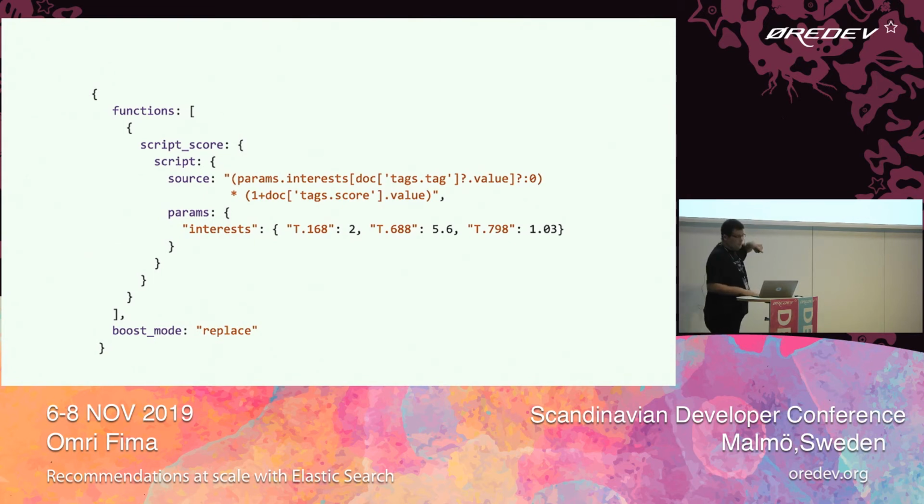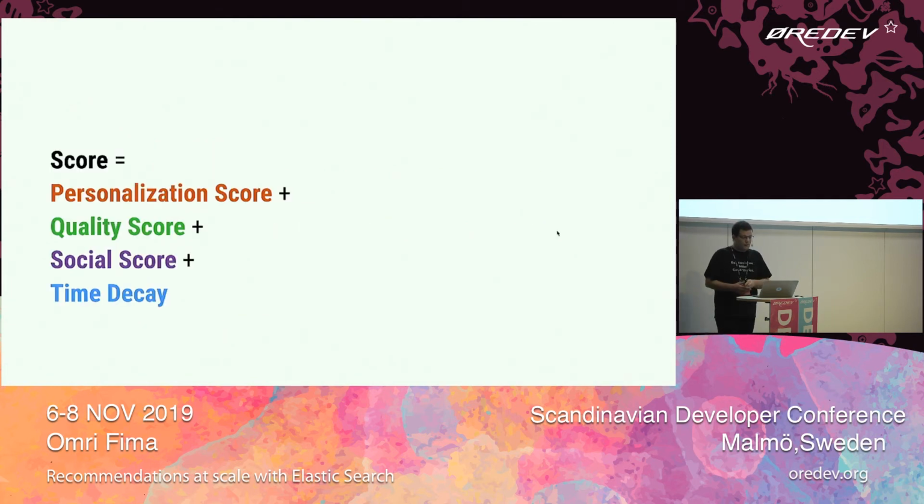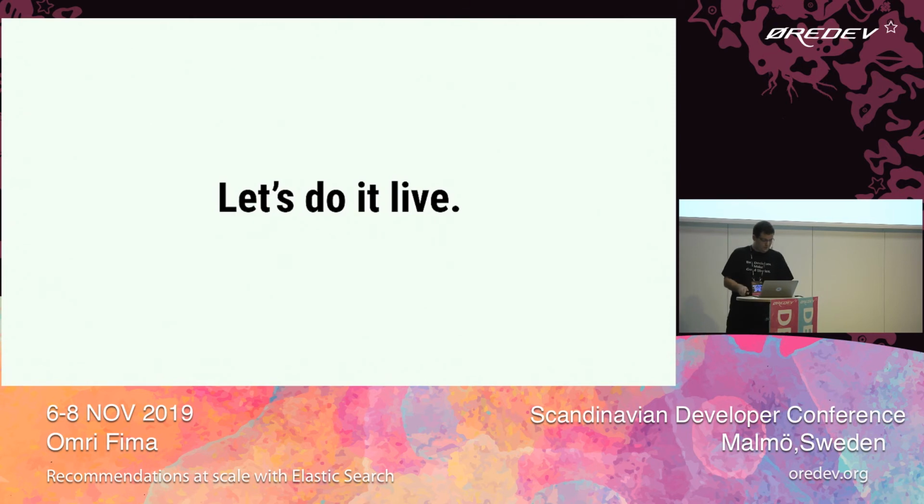All I need to do is take from the parameters all of my interests, take my tag, and multiply it by the score of the tag of the story. And all I need to do is state all the tags that I'm interested in and their relevant score. So now I have a score. Now my score is built from personalization score, quality score, social score, and time decay. So let's see how it works and do it live.